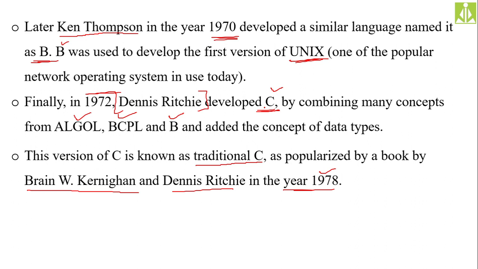This traditional version they developed in the year 1972, and it was popularized in the year 1978 as traditional C. This is not the end of the development process. After 1972 also, a lot of advancements were made to this C language. And what are those advancements?